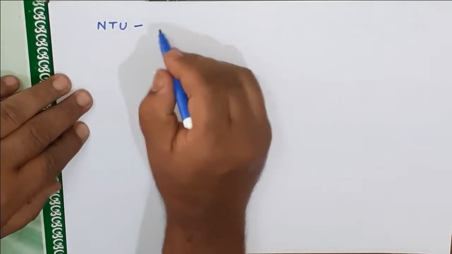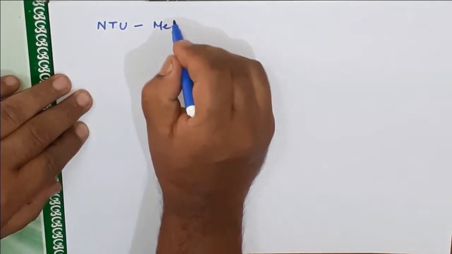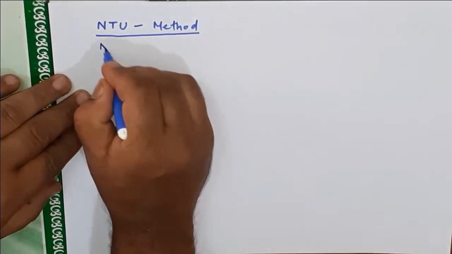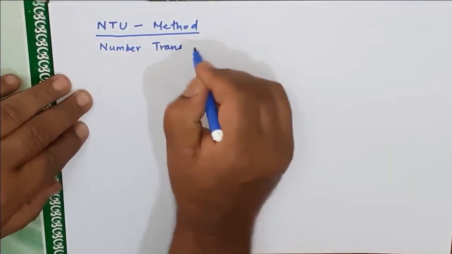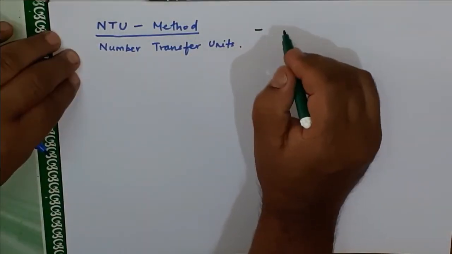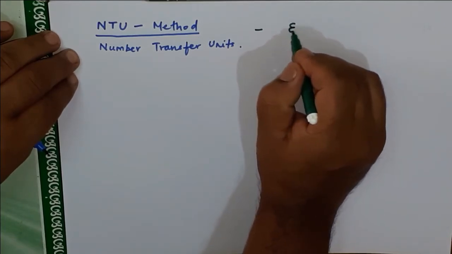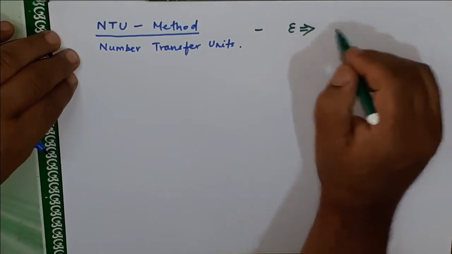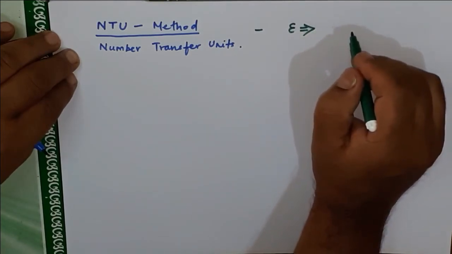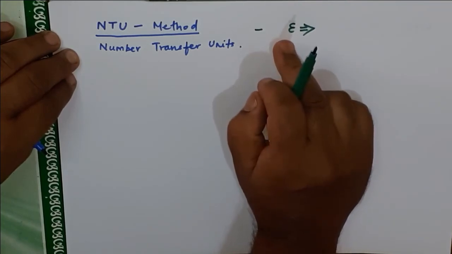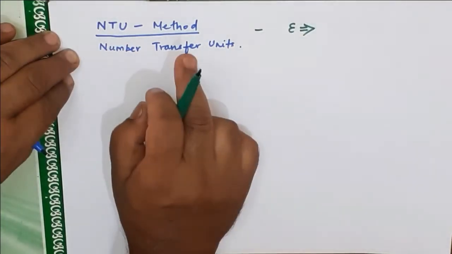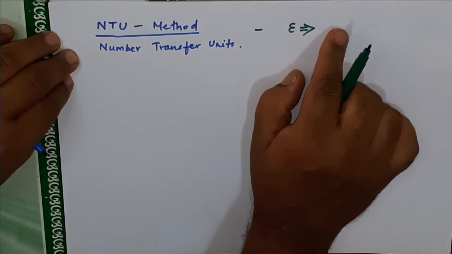Now we'll see the NTU method, number of transfer units. What is the method for? The method is to group the several variables that are a function of effectiveness. The variables you compile into a non-dimensional group called effectiveness, which is expressed as a function of 3 non-dimensional parameters. So the name of the method that does this is the NTU method. Okay? Effectiveness depends on many things.